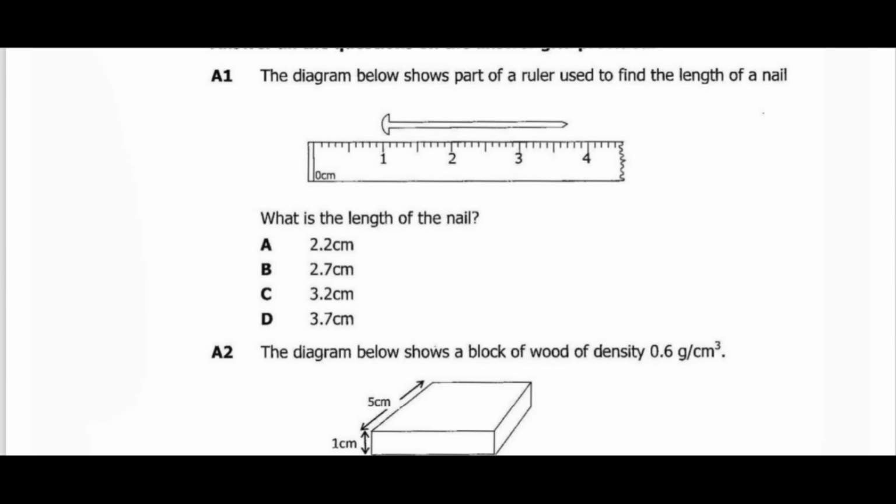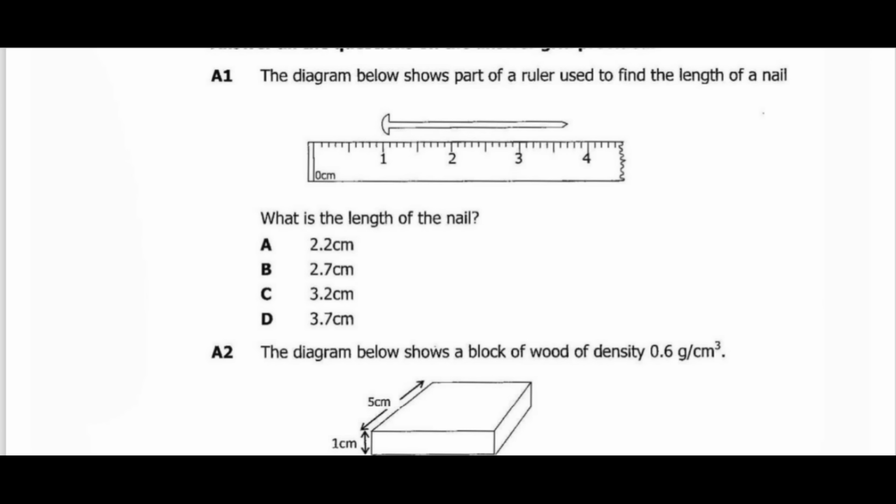Welcome folks. In this video we are going to look at science paper 1 for the year 2017. Here we have a question that was written by the external candidates. Now we'll first begin by dealing with section A of this paper. So let's look at the first question.